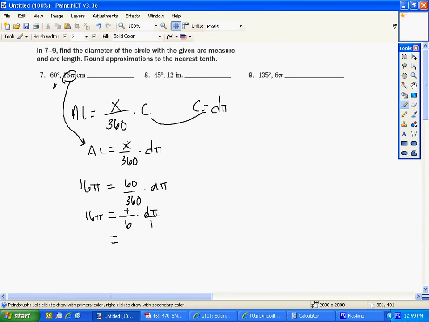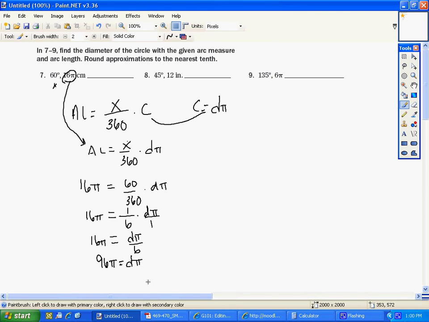What's happening is this becomes 1 times d pi on the top, so d pi. On the bottom you just have 6. And this is still equal to 16 pi. Our job is to get d by itself. So what we're going to do here is we're going to move the 6 to this side by using multiplication. So this becomes 96 pi equals d times pi.